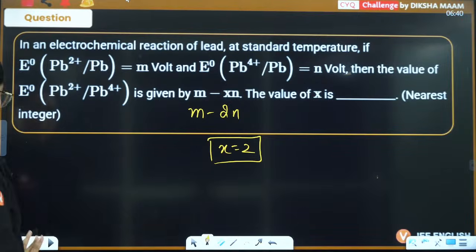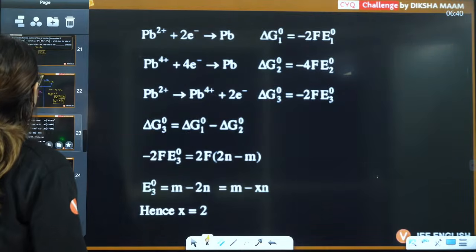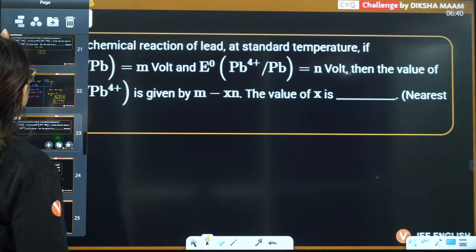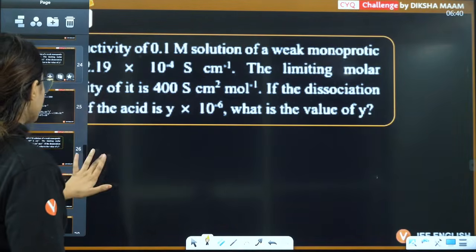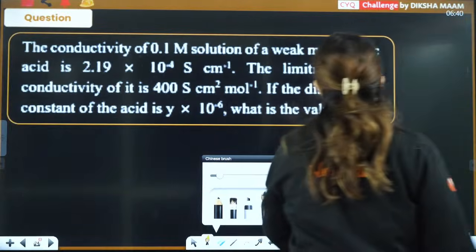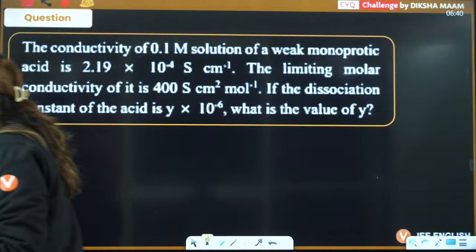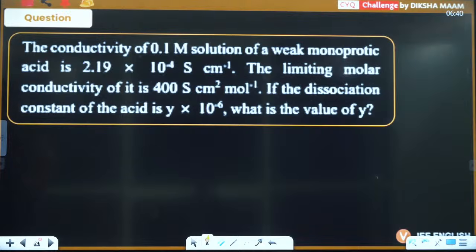Yes. Now let us move to the next question. This way you can also solve it by making a chart. It will become easy for you to understand. Then the next question is this one. See how you answer this.